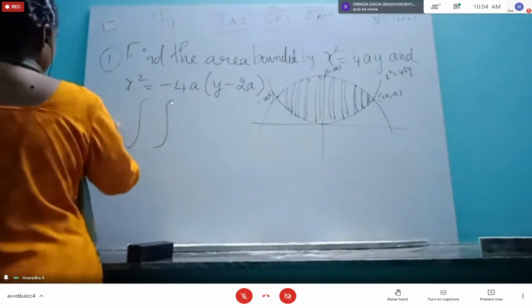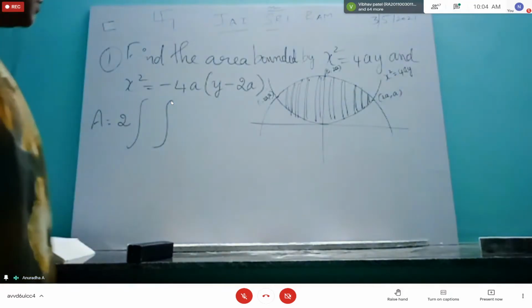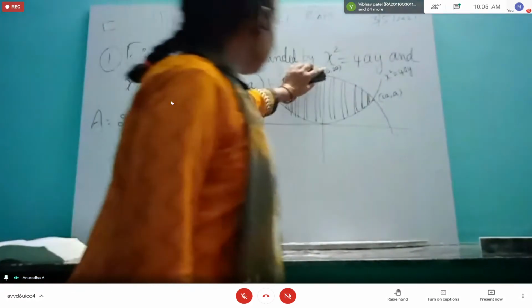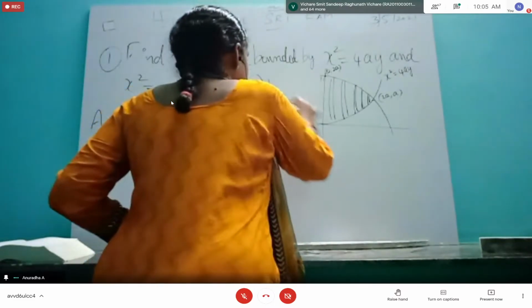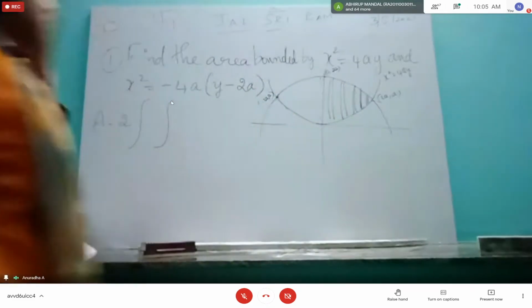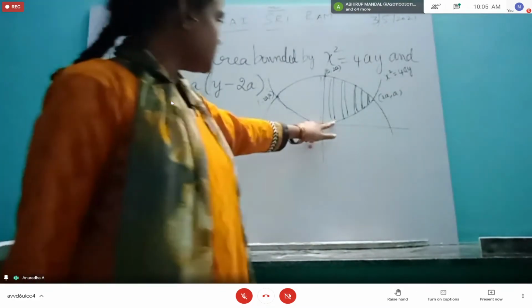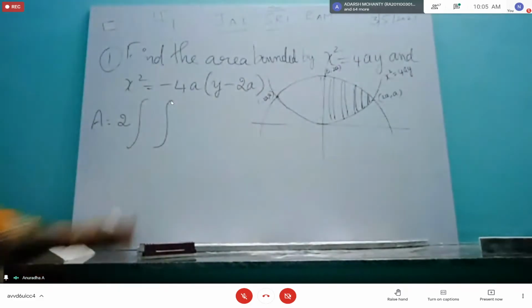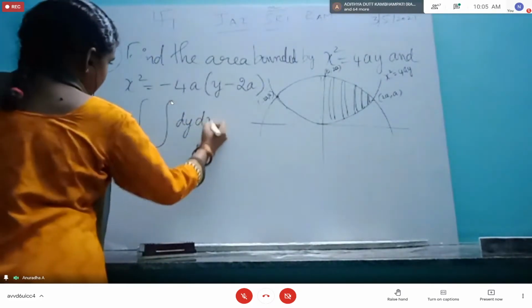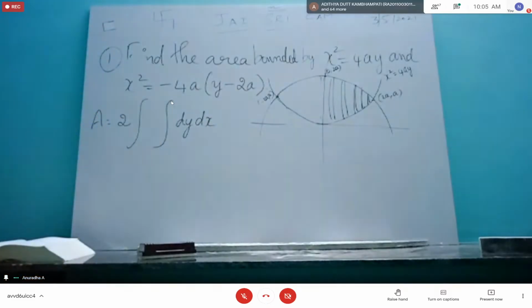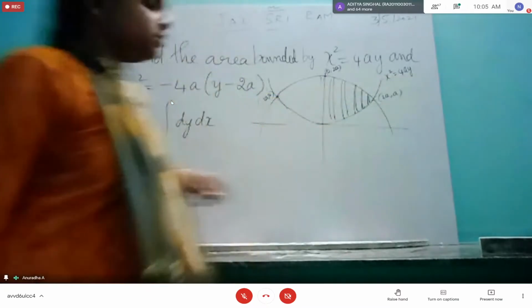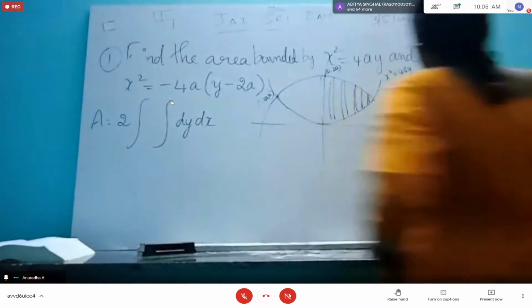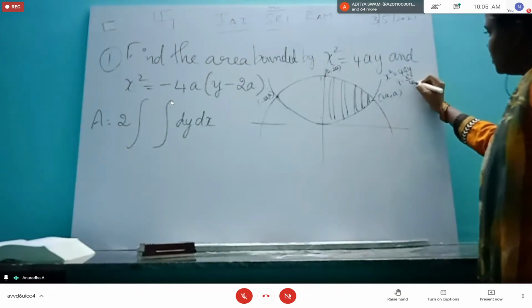So area will be 2 times. We'll go with the first quadrant alone. It is 2 times, so I don't want to mention this here. Only that side. So the vertical strip I have drawn. Again, we have to write the lower and upper limits of y, so dy dx. Volunteer for the lower limit? The down curve is the lower limit. What is the curve? x square equal to 4ay. So from there, y is x squared by 4a.